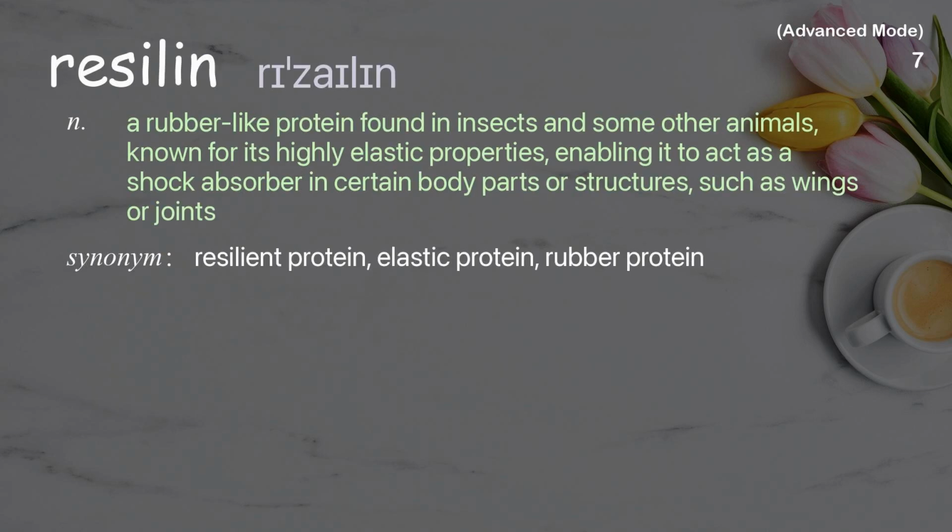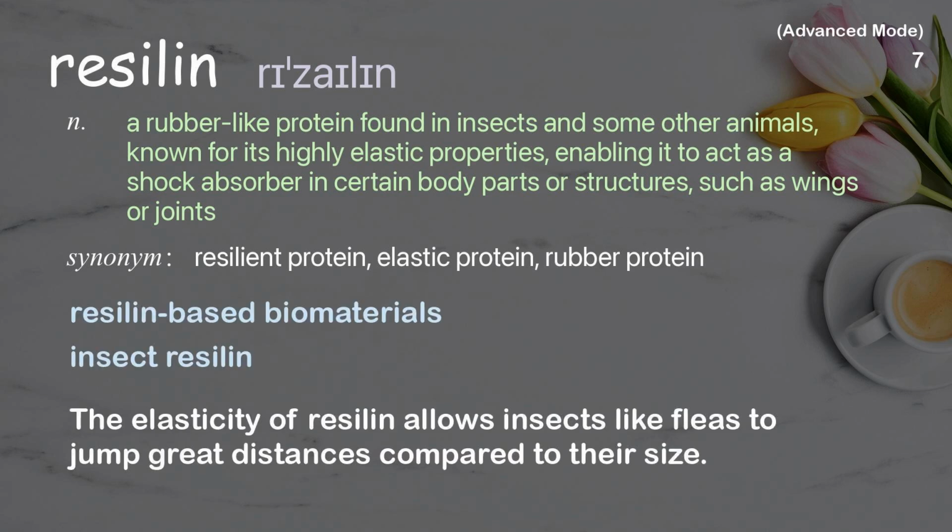Resilin. A rubber-like protein found in insects and some other animals, known for its highly elastic properties, enabling it to act as a shock absorber in certain body parts or structures, such as wings or joints. Examples: Resilin-based biomaterials. Insect resilin. The elasticity of resilin allows insects like fleas to jump great distances compared to their size.